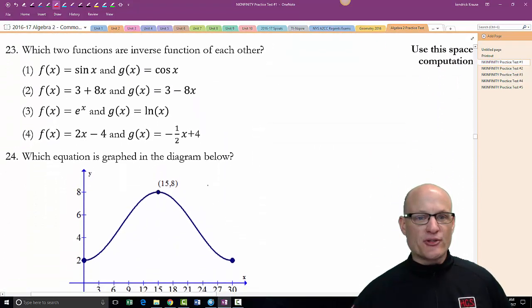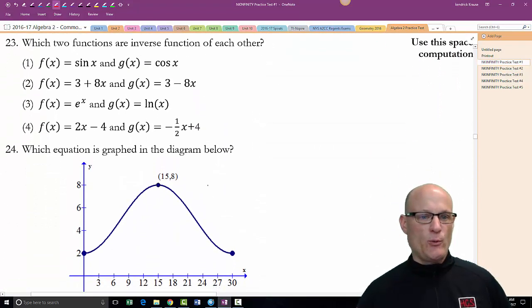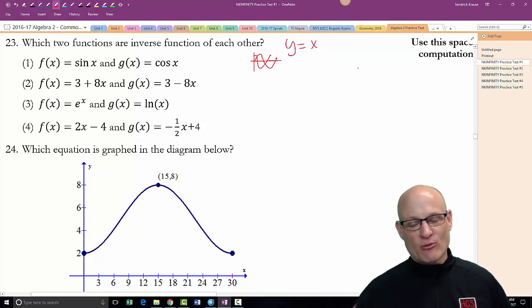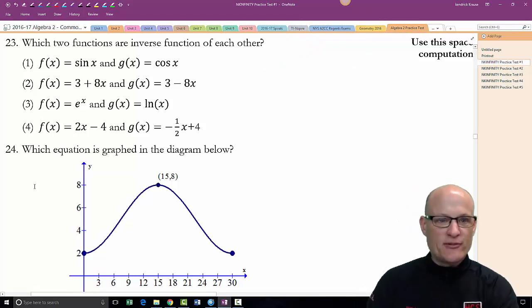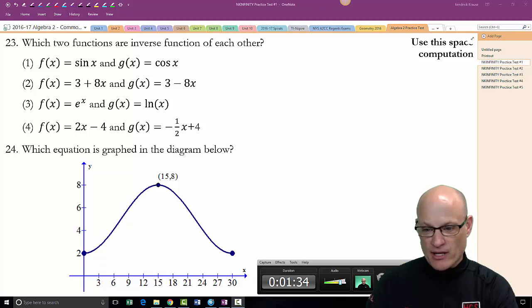Which two functions are inverses of each other? Remember, if they are inverses of each other, they are mirror reflections over the line y equals x. So cosine and sine, this is sine, and this is cosine. Those are not reflections over the line y equals x. That ain't going to happen. This second one I'm not so sure about. Actually, I am sure about it, but you may not be. So let's graph these.